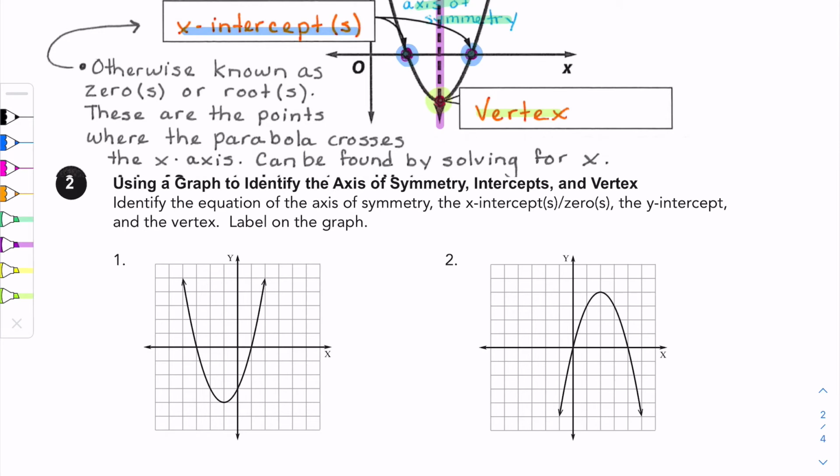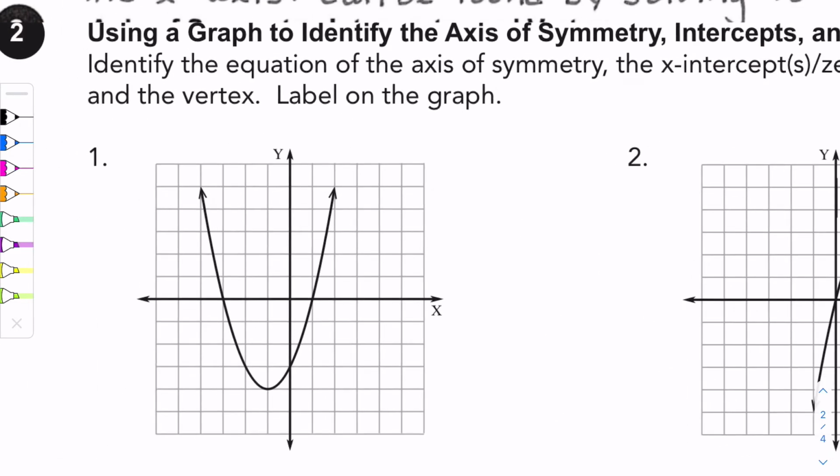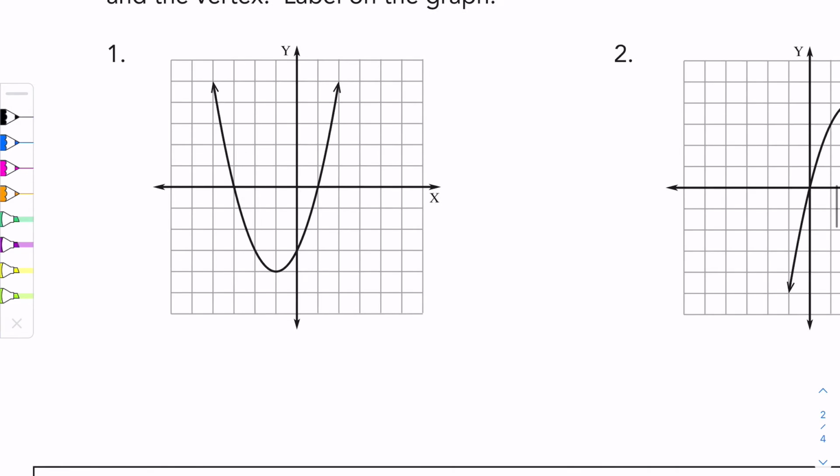For example set 2, we need to use the graph to identify the axis of symmetry, the x-intercepts or zeros, the y-intercept, and the vertex. Also, the directions tell us to label these on the graph. So I'm going to start with the axis of symmetry, abbreviating it as AOS. The axis of symmetry is the line where the parabola is divided into two equal parts. And I would say this happens right here.